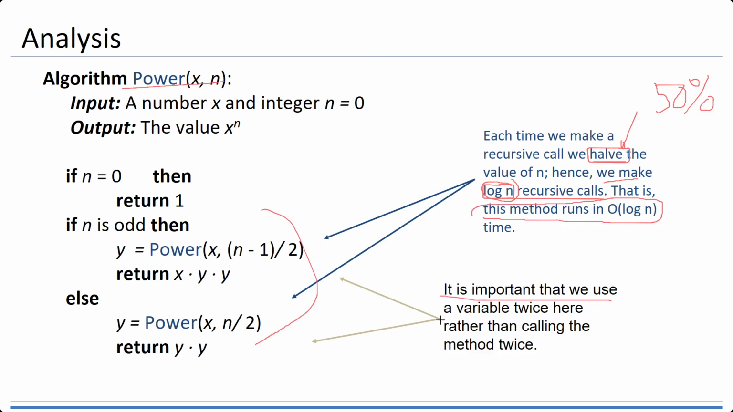It is important that we use a variable twice here rather than calling the method twice. So we have the variable n to indicate whether it is odd or even to split this function. Why? Because it is important to have at least half from the value of n.